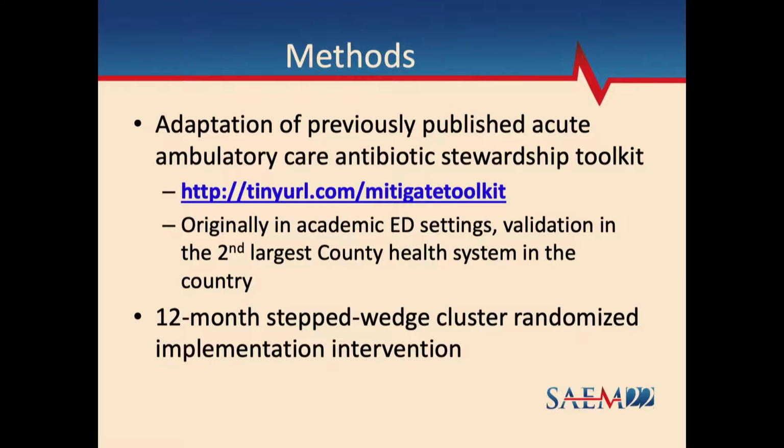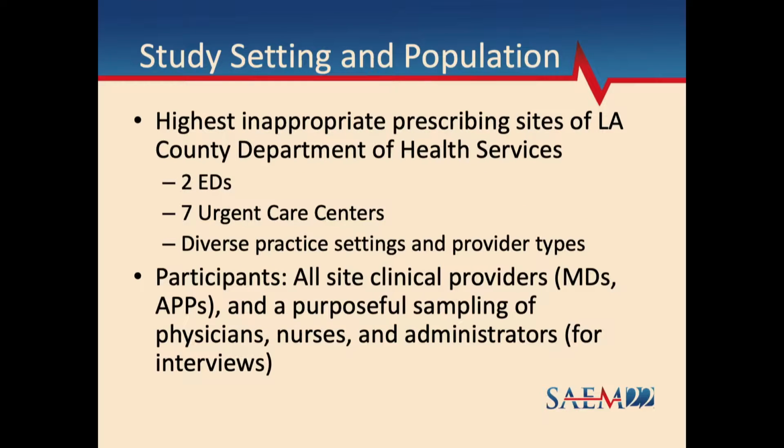So what were we doing? We were taking the prior study and adapting it into a public hospital system. This is the second largest county hospital health system in the country. What we did was a 12-month stepped wedge cluster randomized implementation intervention. And the goal here was to see if it worked in a public hospital setting where not all the sites were salaried folks, not all the sites had academic affiliations, so we were trying to work in a more diverse but public hospital setting. We picked the highest prescribing settings here.